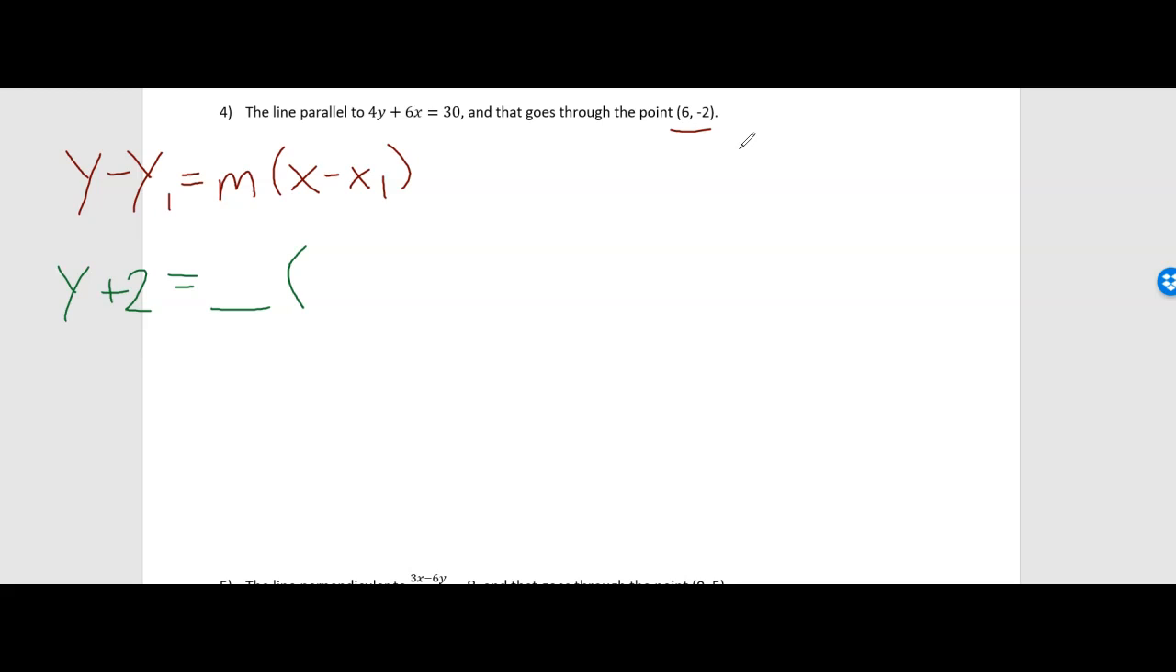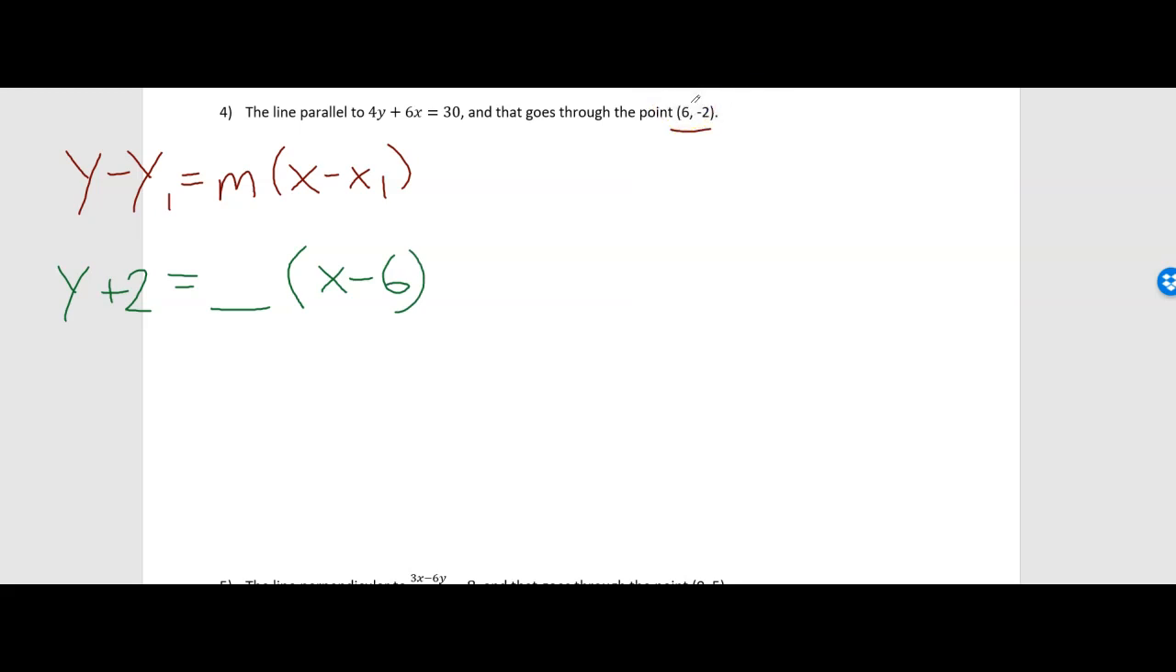Okay, so you should know what I'm going to start off with. I'm going to start off with my point-slope form, and then just try to figure out which pieces go where. I'm already given my point, so I can start there. I'm going to get y minus negative 2, so it's y plus 2, is equal to m, which I don't know yet, times the quantity x minus 6.